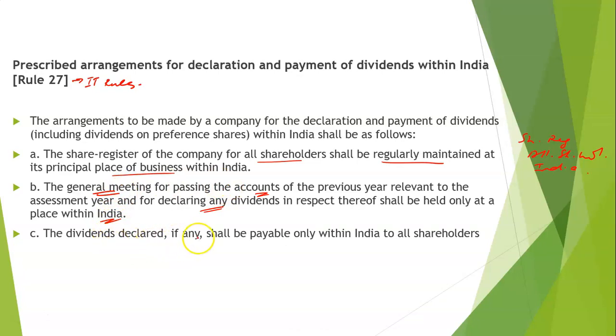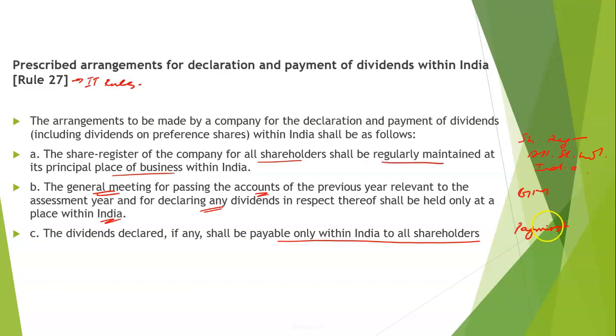Point number 3. The dividends declared, if any, shall be payable, yeah, this is key, shall be payable only within India to all shareholders. That is, no dividend declared shall be payable outside India to shareholders. So what are the things that have to be in India? Number 1, share register. Number 2, the general meeting. Number 3, the payment. Alright.